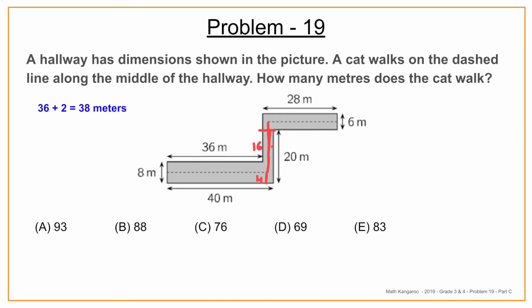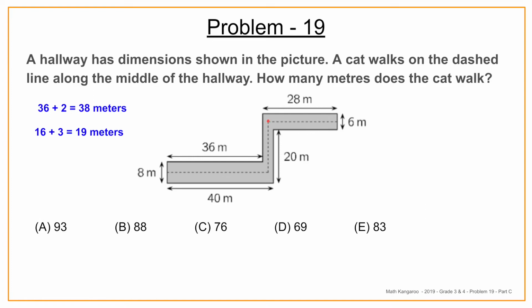Now we know that the cat has walked this much, 16. Now we have to determine this distance. Let's clear the screen. So we determine till here. We have to determine from here to here. We know the cat walks 6 meters. Half of 6 is 3. So the distance from here to here is 3 meters. So we add 16 plus 3 gives us 19 meters. So now we know the cat walks till here 19 more meters.